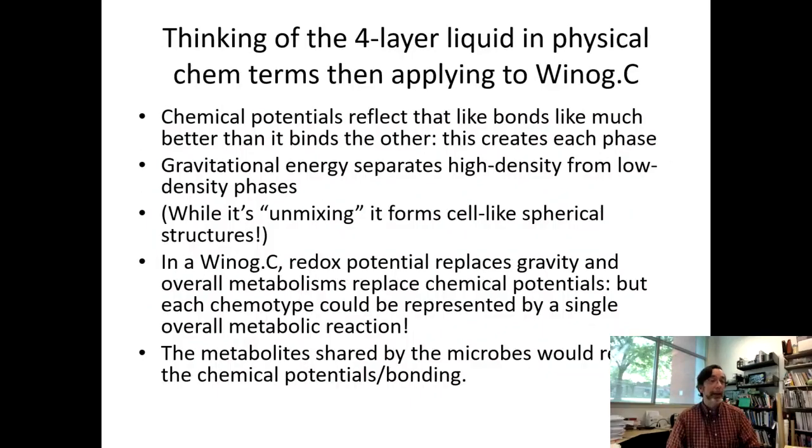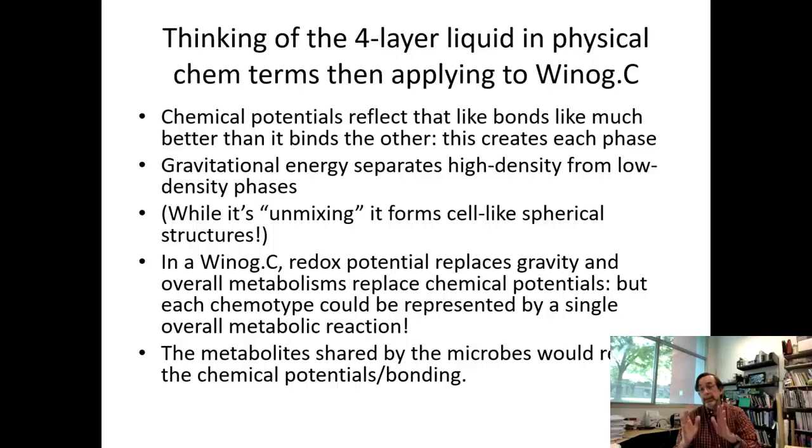So here's my way of thinking it through. The 4-layer liquid system has 2 sorts of energy interacting. There's the chemical potentials, the little mu's, that reflect that like bonds much better than it binds the other. And the really cool thing about the 4-layer system is you have 4 systems where like binds like better than it binds any of the 3 others. That's unusual. It took some work to find that. But that's what creates each phase.